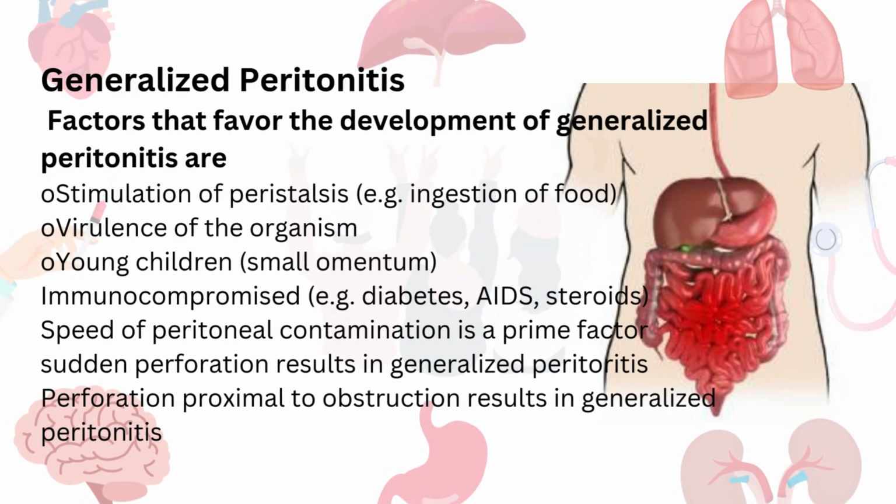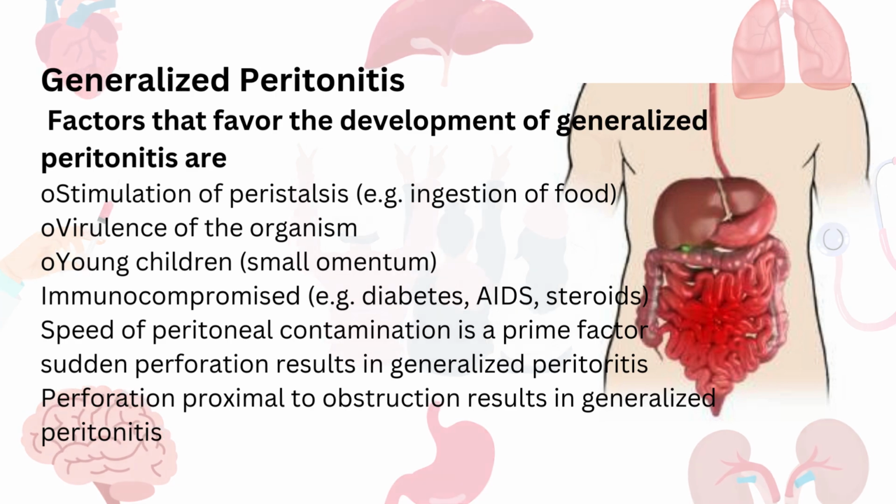And then we have the generalized peritonitis. Generalized peritonitis is produced when your whole peritoneum gets involved in the inflammatory process. It could be due to any factor, for example in young children who have a very small omentum, if the patient is in an immunocompromised state, like the patient of diabetes or AIDS, or if the patient has been using steroids for a long period of time, etc. Now, the speed of peritoneal contamination is also very important. For example, if there is a sudden perforation, it could lead to generalized peritonitis, and cases of obstruction mostly lead to generalized peritonitis in case there is a perforation there.